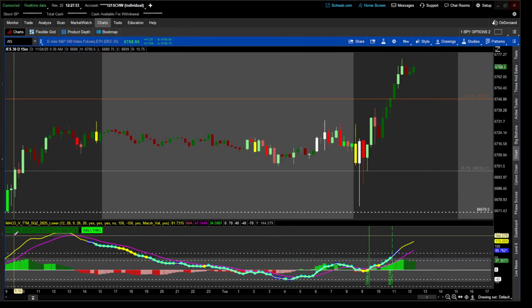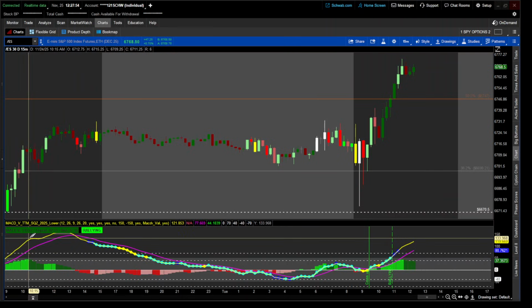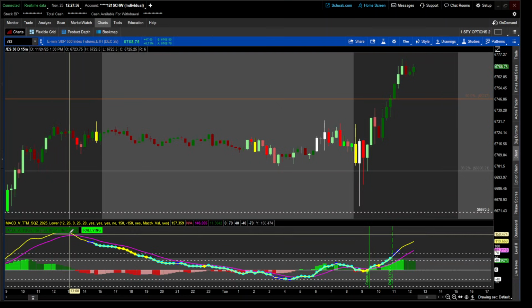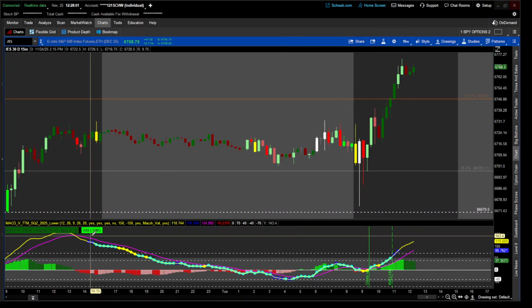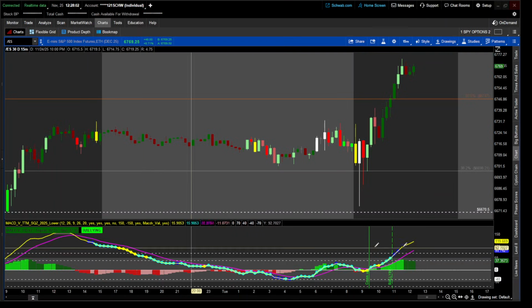You can see right here you have your MACDV, the yellow line. You have your signal line, the purple line. Then you have your histogram, and you have your label for rallying right there as well.